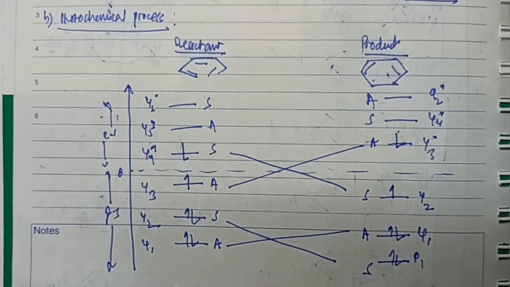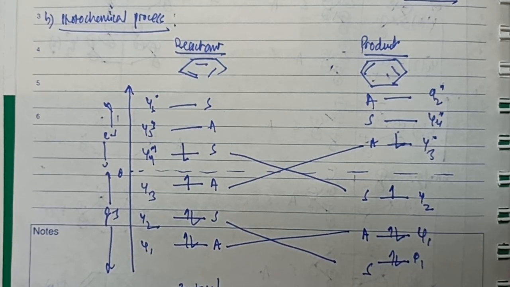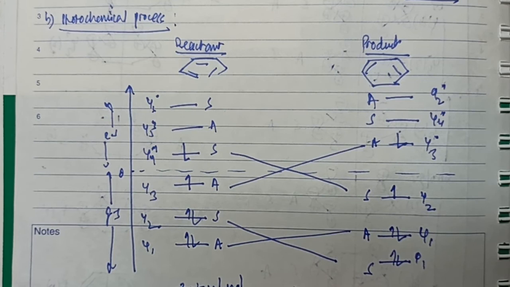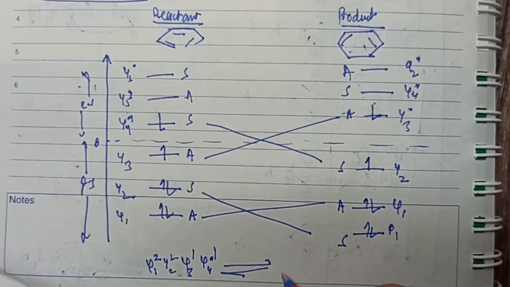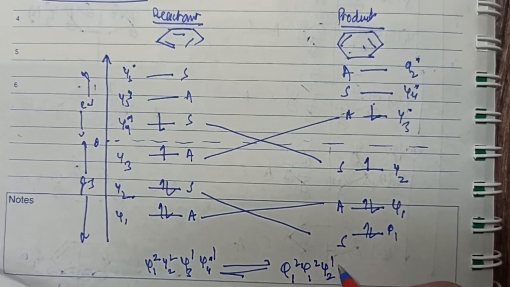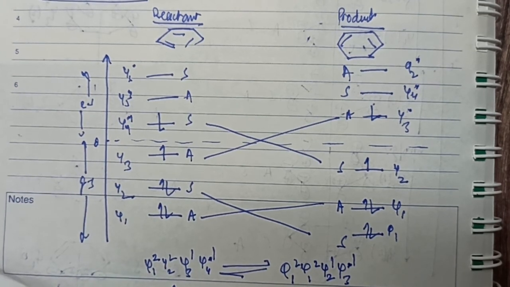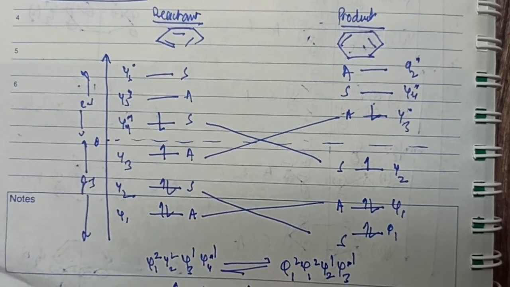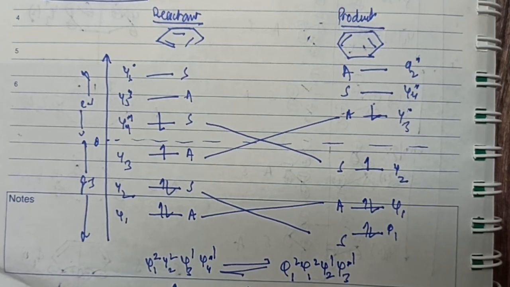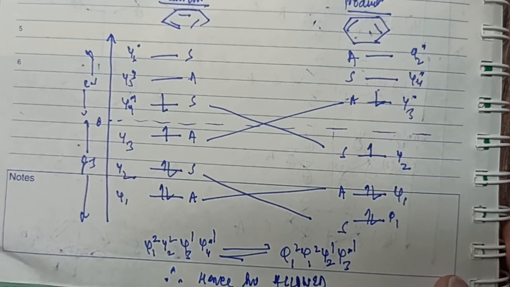Hence we can say psi1 2, psi2 2, psi3 1, psi4 star 1 correlates with phi1 2, psi1 2, psi2 1, psi3 star 1, and therefore this process is photochemically allowed. And as you can see, one process which is photochemically allowed should be thermally forbidden and vice versa. We'll talk about the disrotatory process now.